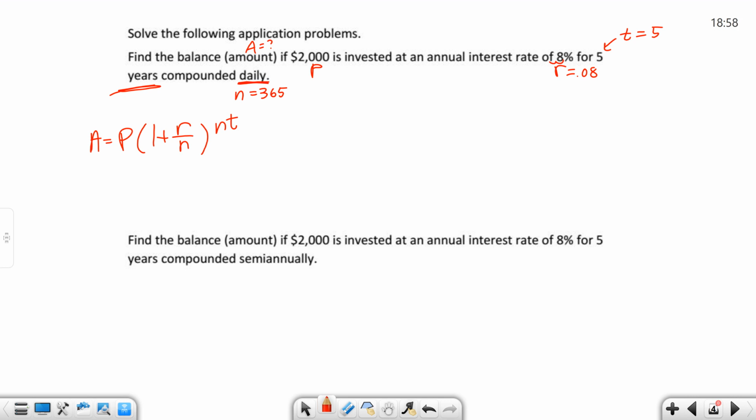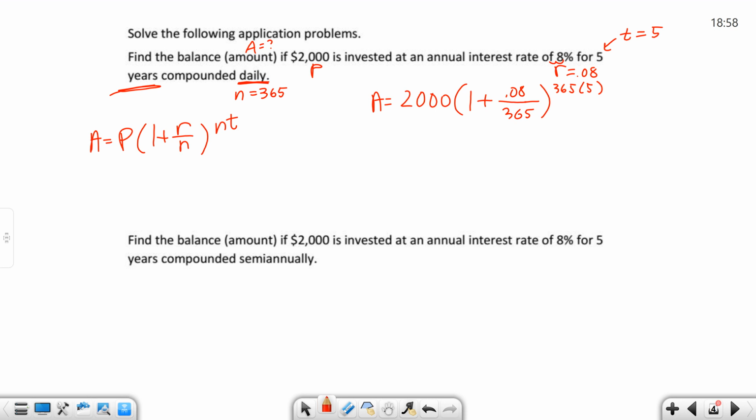So, A equals P times (1 plus R over N) to the NT. Here we have P, which is 2,000, and then 1 plus R, which is 0.08, over N, which is 365, to the NT, which is 365 times 5. Kind of got that all written a little too close together.